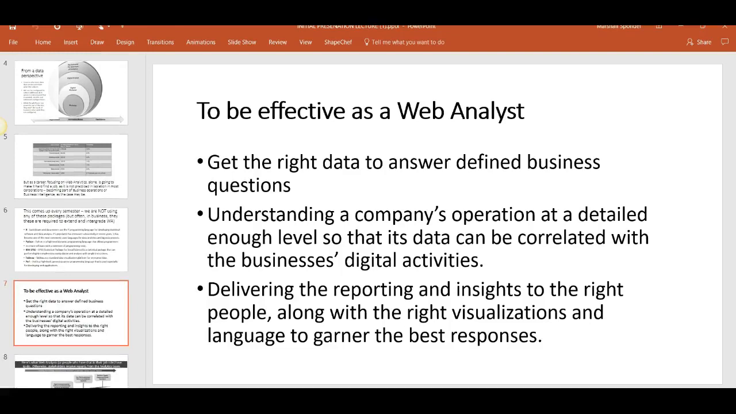But in order to be effective, I don't think it's deniable that you need to know how to do some of these things. Get the right data to answer the right questions. And you need to know the business in order to do that. You need to know how it runs. So actually, you need to be a specialist in the business.